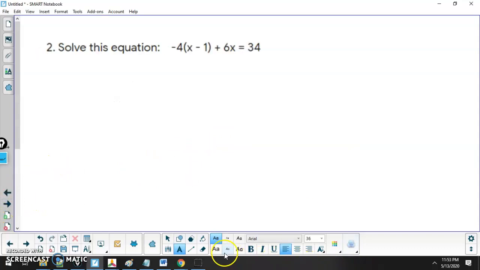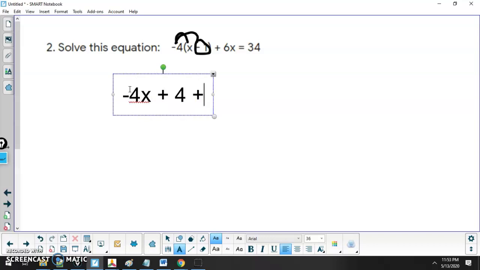All right, this next one. Once again, you want to distribute first. Be careful when you're distributing. You're taking a -4 times a -1. Don't lose the sign when you're distributing. So we would have -4x plus 4 plus 6x equals 34.